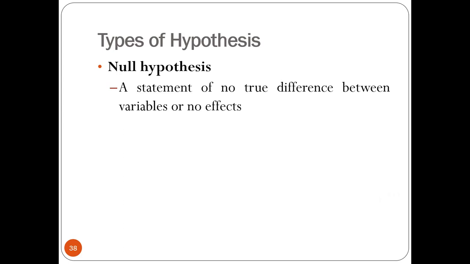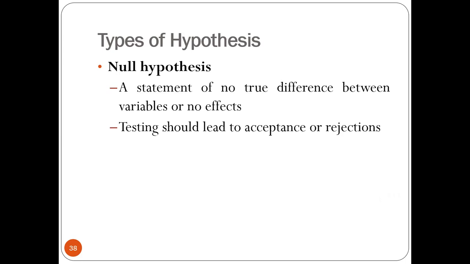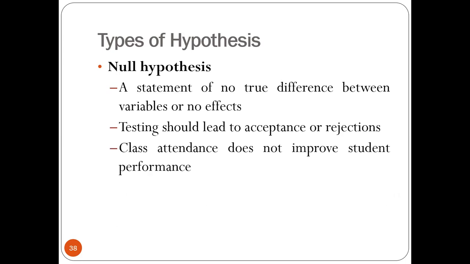So, teenage pregnancy and school dropout: there's no relationship. That is given. So you are trying to say that no, there is a significant difference. Yes, so you have to validate that. So the null is the given, and the alternative is what I normally call the research hypothesis itself. Testing should lead to acceptance or rejection. So either you accept or you fail to accept. We don't reject my hypothesis. So either you accept or you fail to accept.